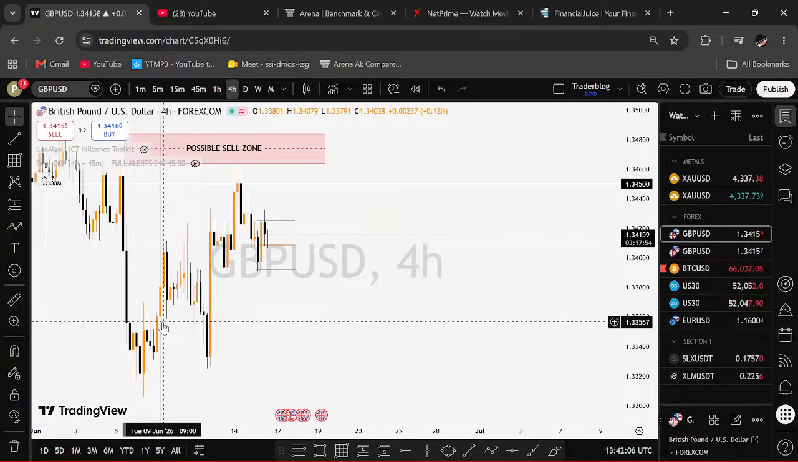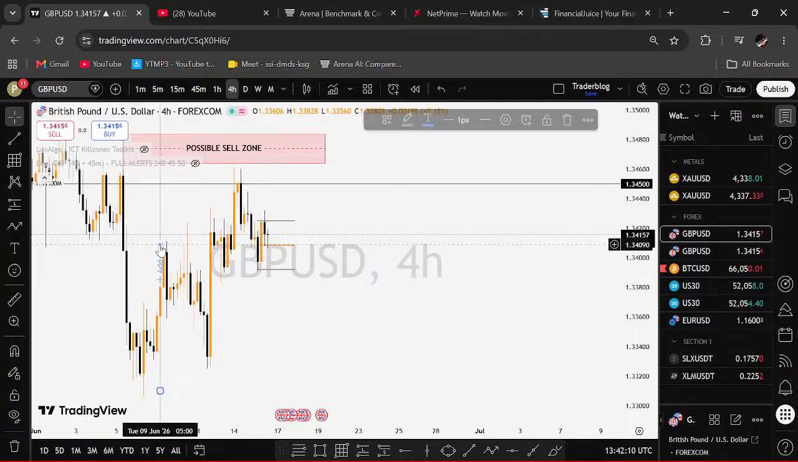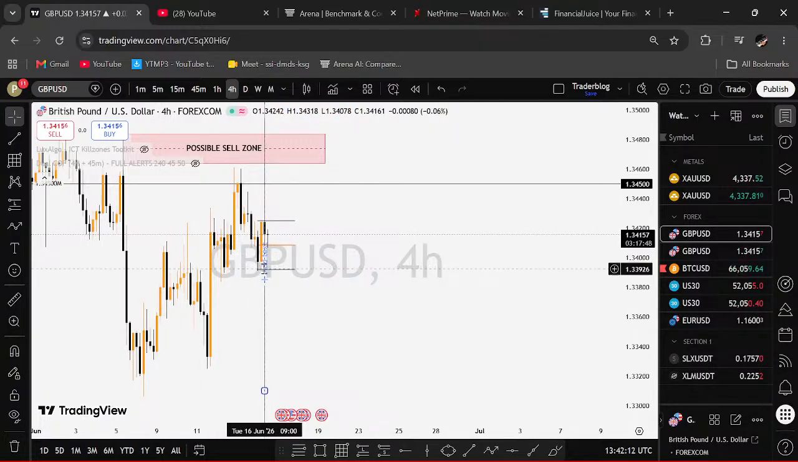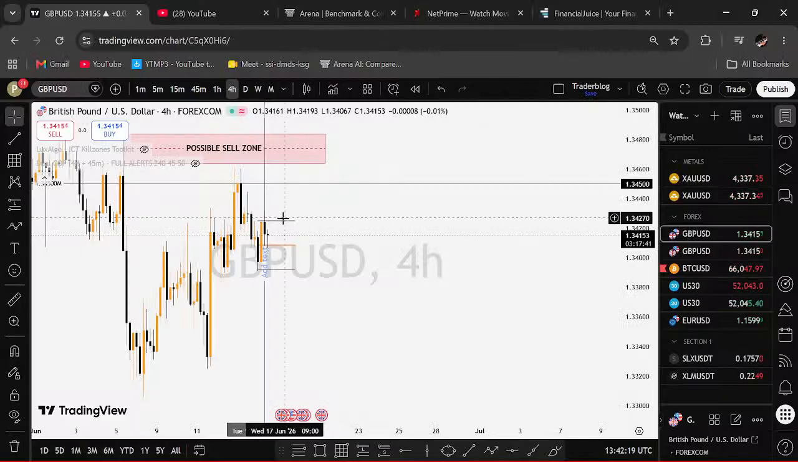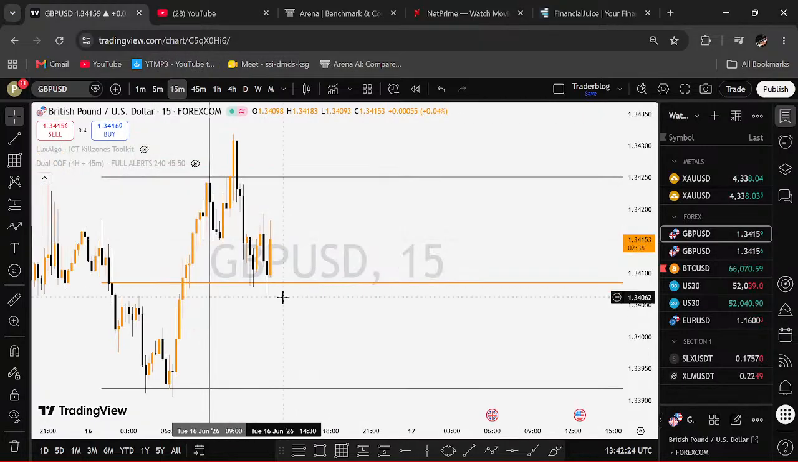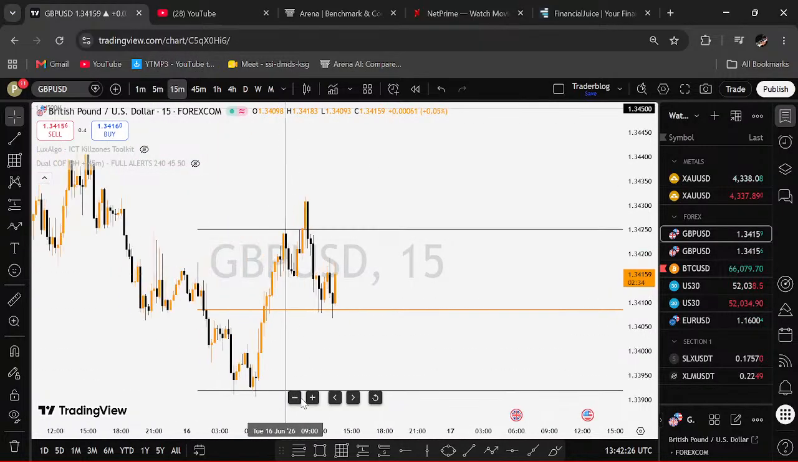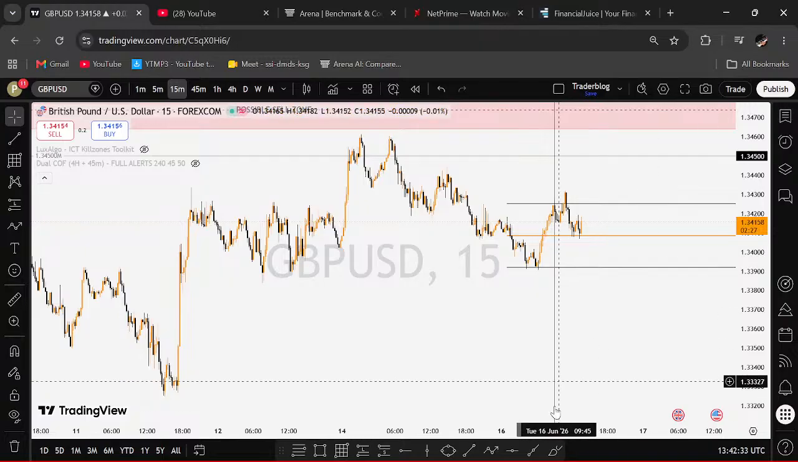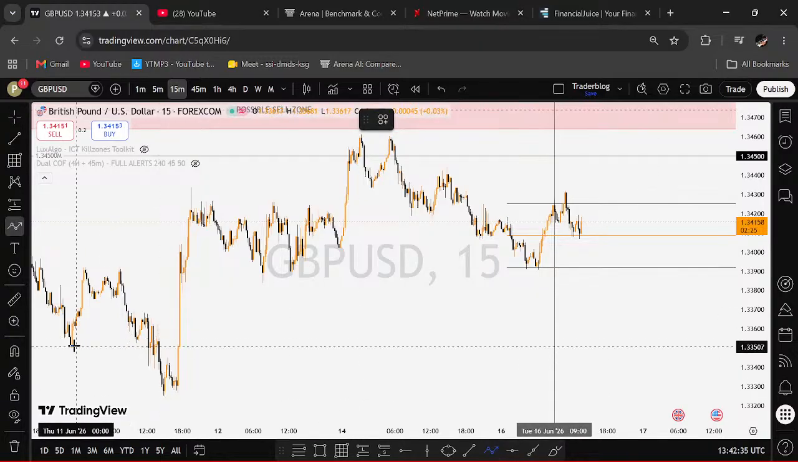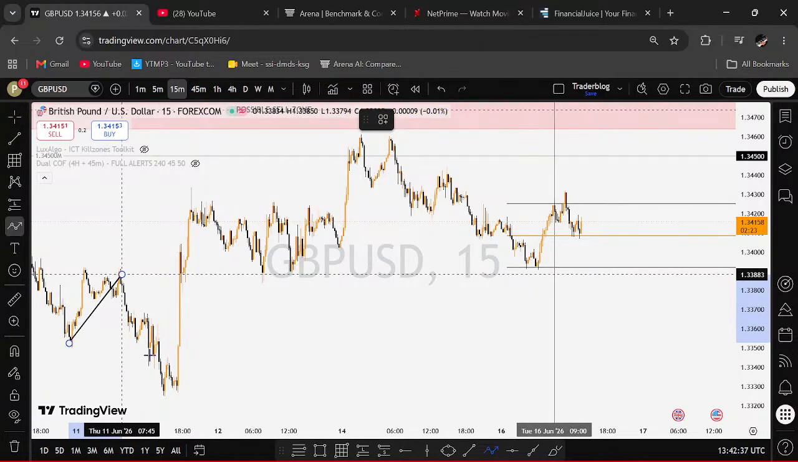Now I am thinking of getting a buy opportunity on Gbpusd. What is market structure saying? We have this.